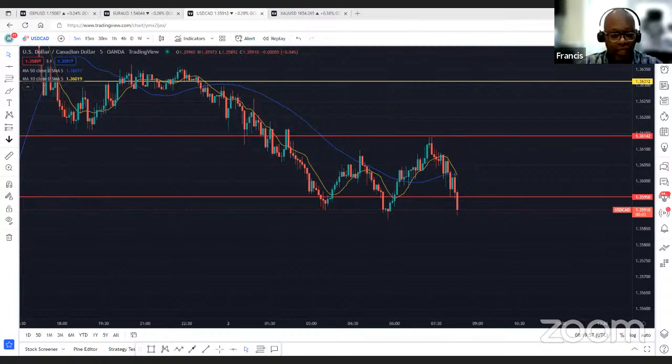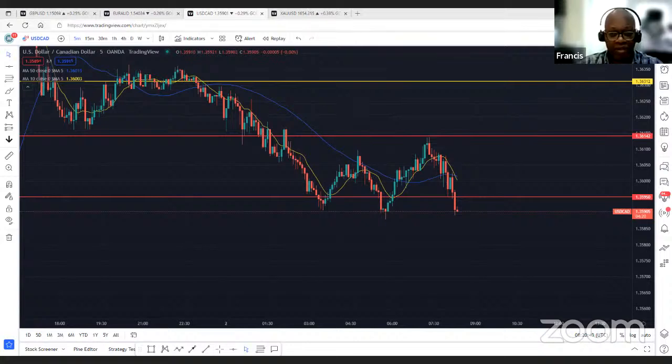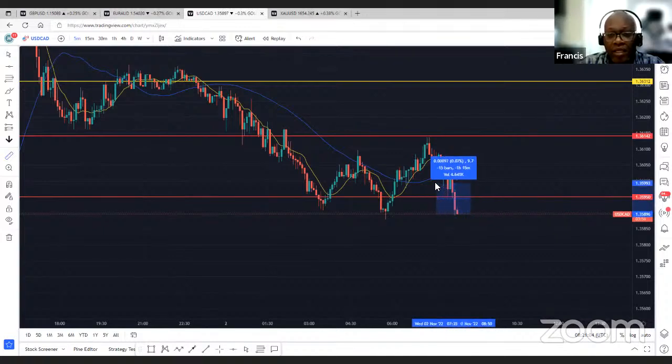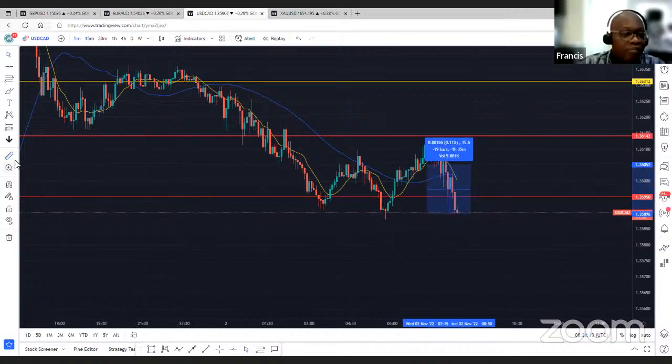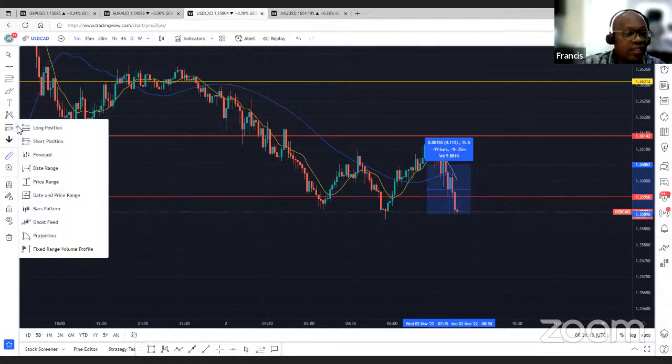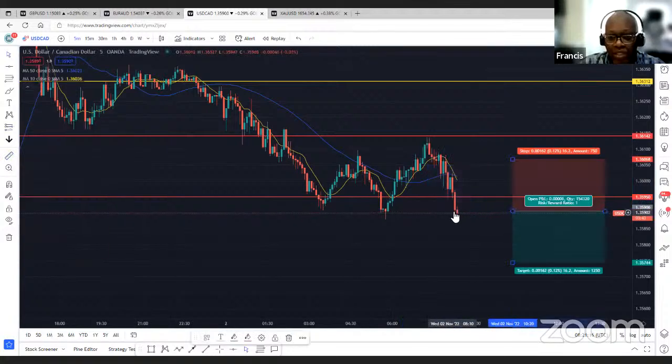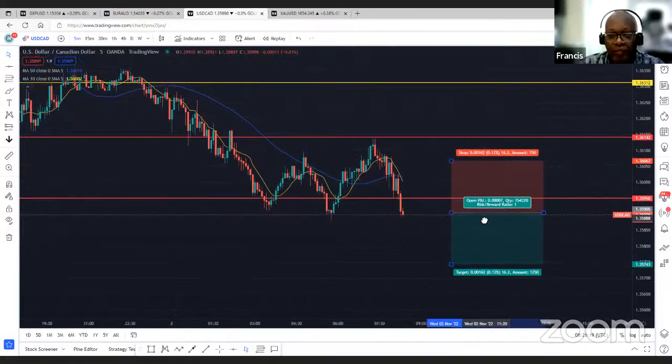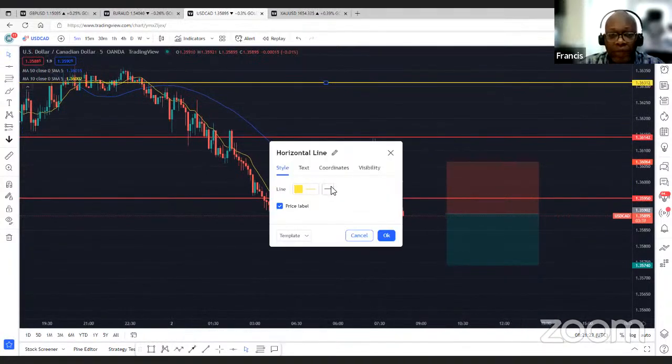So that seems like the one that is playing out well for us so far. USD CAD. Okay, so I am most likely going to be selling this one. Let's just see. With a stop loss of about 15 pips. I have not entered yet, but I'll wait to see how this candle closes. But this is what I'm most likely going to be doing.